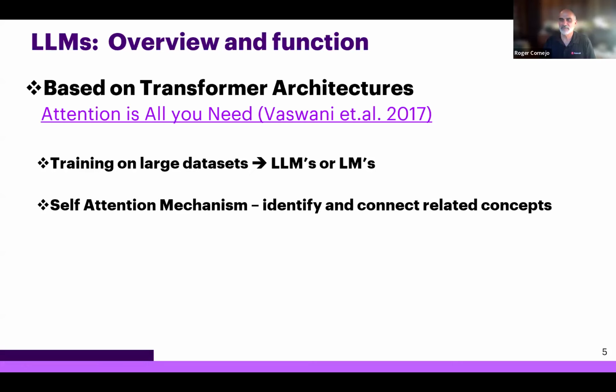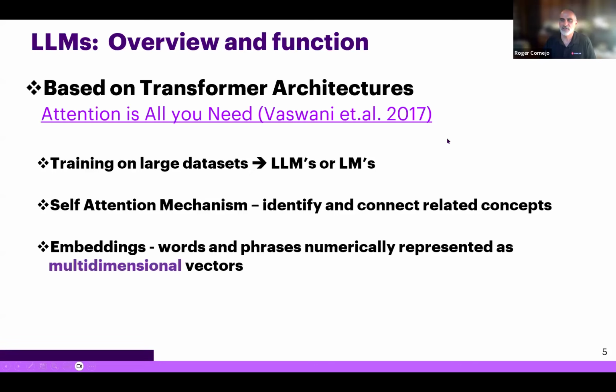There are a few mechanisms that tie this all together. One of them is called the self-attention mechanism, and that's really about identifying and connecting related concepts in human language. That's something that prior to the transformer architecture was difficult to do. And then there's this concept of embeddings, and that's basically taking words or phrases, your text, and representing it as multi-dimensional vectors. That numerical representation is what allows the systems to compute on very complex things.